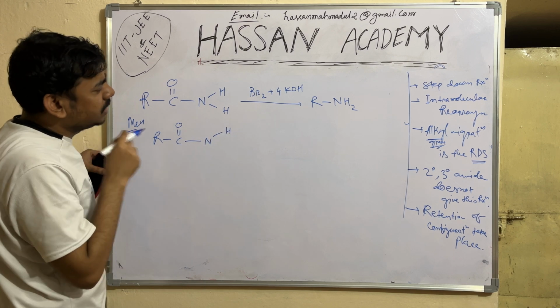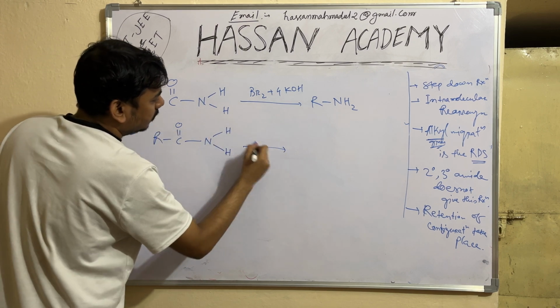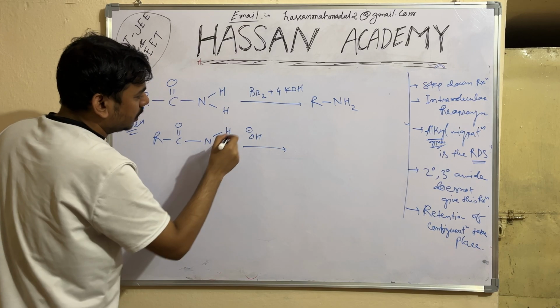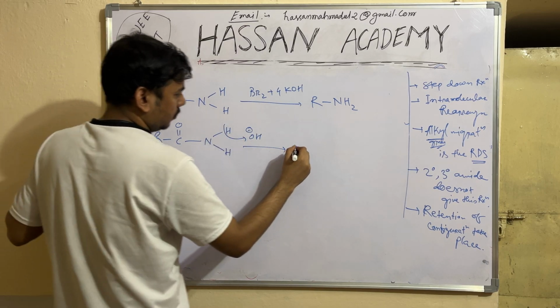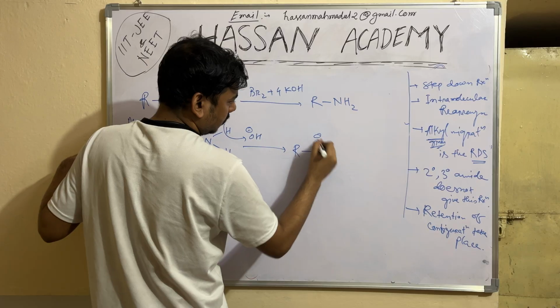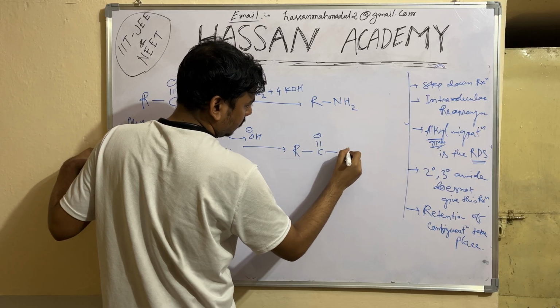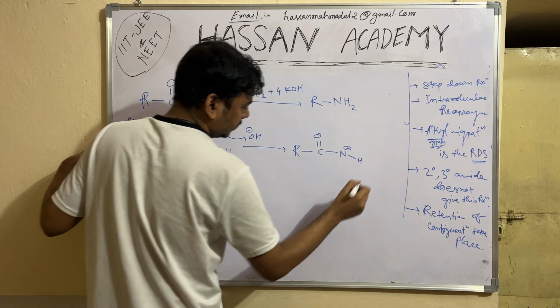Whether 4 KOH is really required or not, we will also see that. First, OH⁻ will come from the KOH and take one proton. So what you will get is RCHNBr with a negative charge, one H is still there.